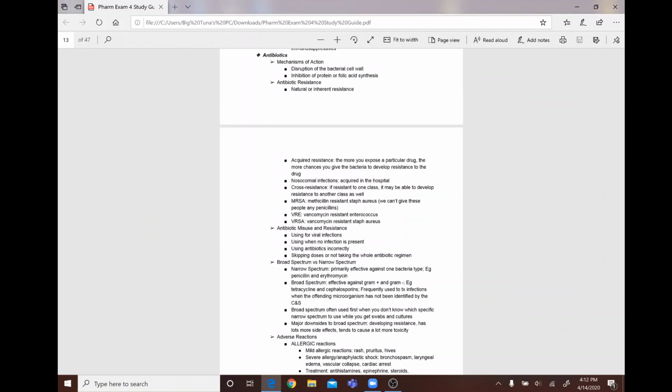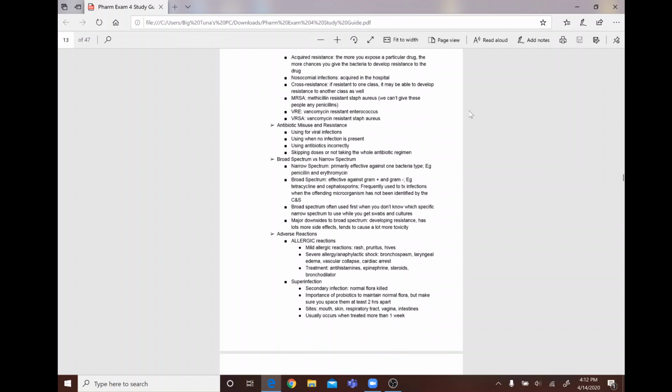Okay, we're going to talk about antibiotics now. So, what are the mechanisms of action of antibiotics? Disruption of the bacterial cell wall, inhibition of protein synthesis, inhibition of folic acid synthesis.